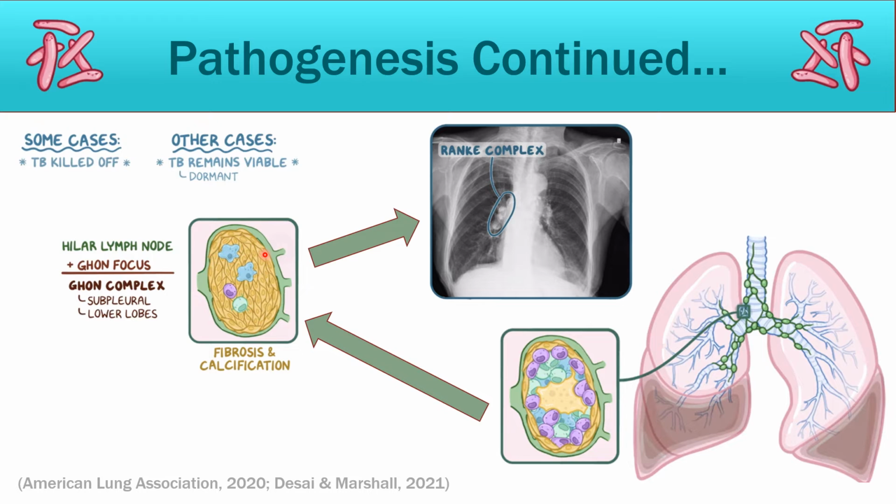They're usually subpleural, meaning that they're located in the lower part of the lungs. And the interesting part is that they are encapsulated by the granuloma that undergoes fibrosis and often calcification. This means that it produces scar-like tissue that can be seen on x-rays.